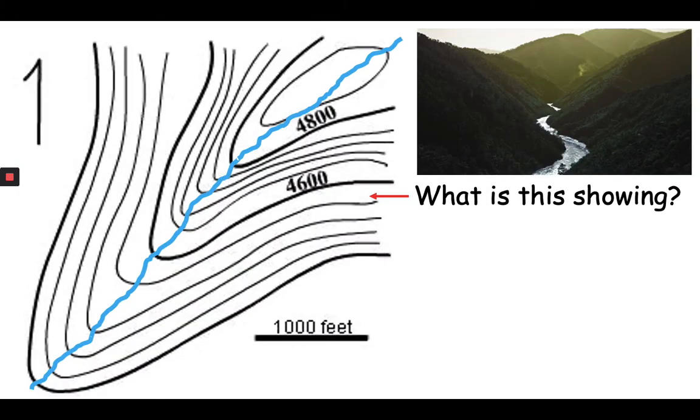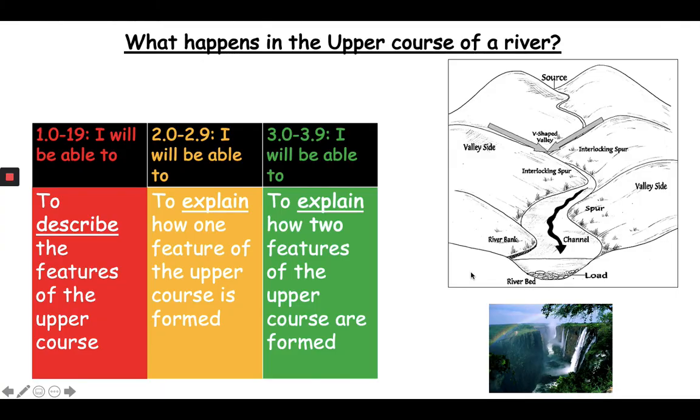Okay then, so what is this showing? Now, this is obviously showing lines. Hopefully, you'll recognise these lines as contour lines from what we did a few topics ago. And this actually shows a valley on an OS map. Just like this here, this is showing a valley. So we are moving on.